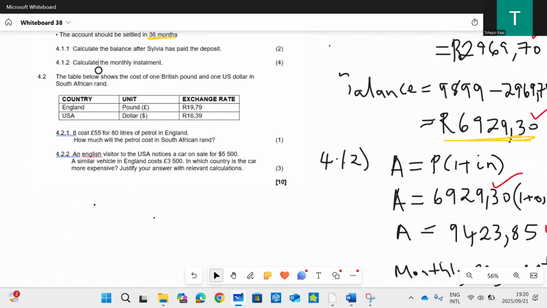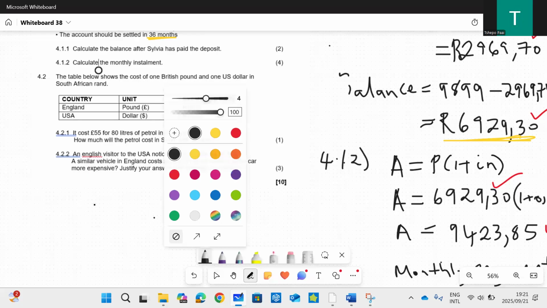It cost 55 pounds for 80 litre of petrol in England. How much will the petrol cost in South African rands? Now, all we need to do now is to find out 55 pounds will be equal to how much in rands. Now, remember what we know, 1 pound is equivalent to 19 rand 79 cents. So to answer this question, it's not difficult.